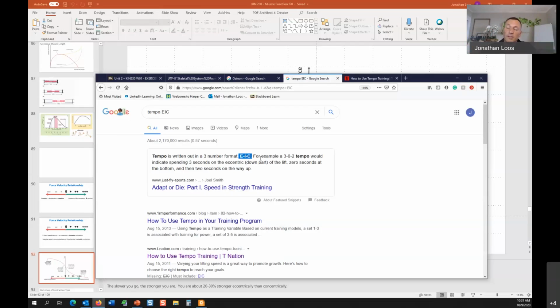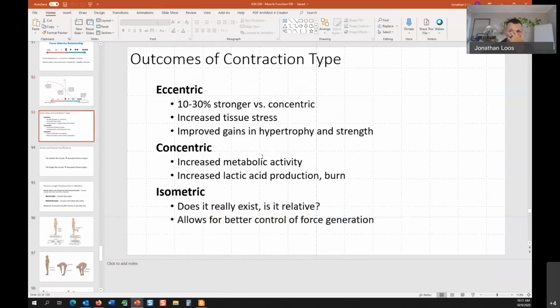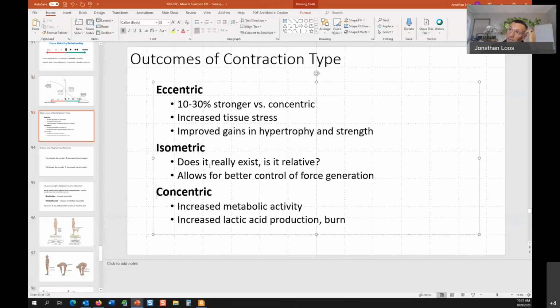And you can do this either explosively, as fast as possible. If you remember, I think I have it in this. So if we look at our outcomes, let me just change this to match the EIC acronym right now. But you have eccentric, isometric, concentric, and you have some of these highlights where you're about 20% stronger eccentrically than you are concentrically. But with that increased strength, you have increased, right? So you're going to have more.